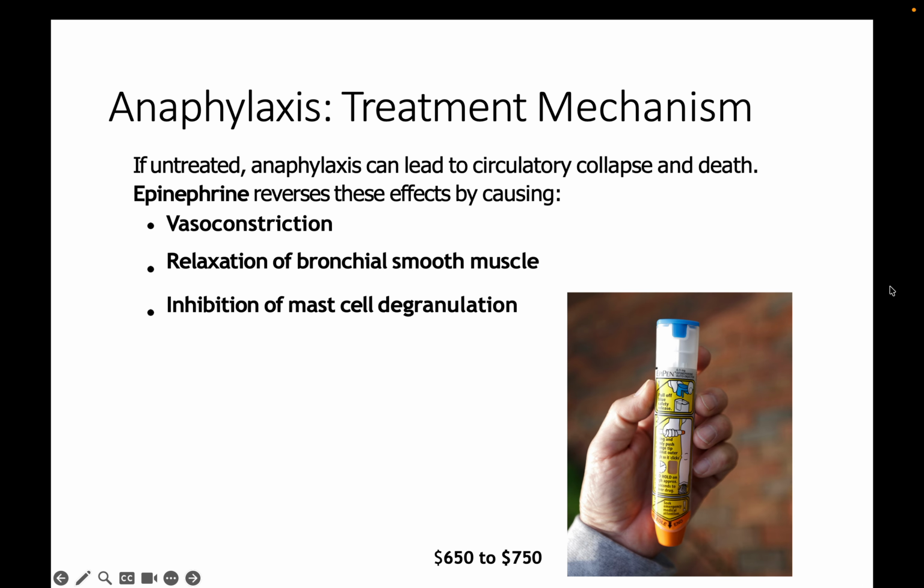Usually this happens, for example, with peanut allergies. Peanut allergies can go, rather than just in the intestine, into your whole system and induce mast cell, basophil and eosinophil activation all around. You need to have something called an EpiPen. An EpiPen is literally an injection of epinephrine. What the epinephrine does is it helps to vasoconstrict, it relaxes your bronchial smooth muscles, and it inhibits your mast cells from degranulating. So you're trying to stop all of these things that are occurring.